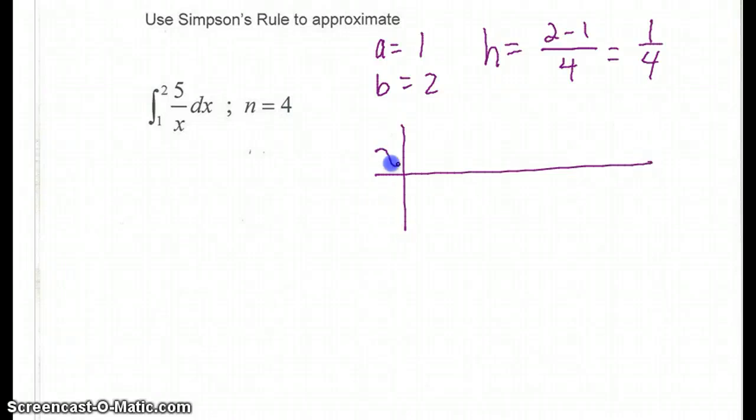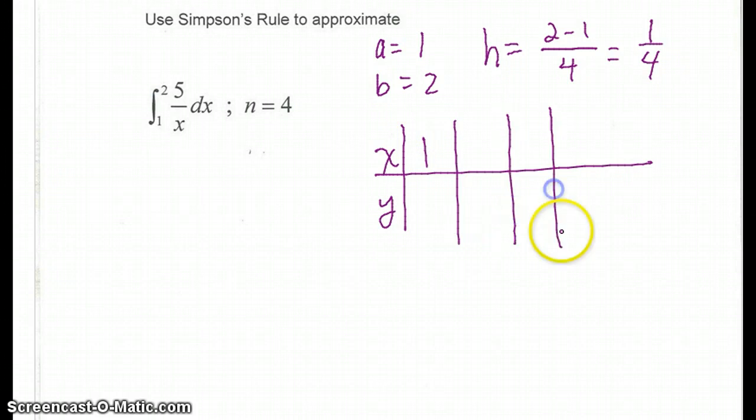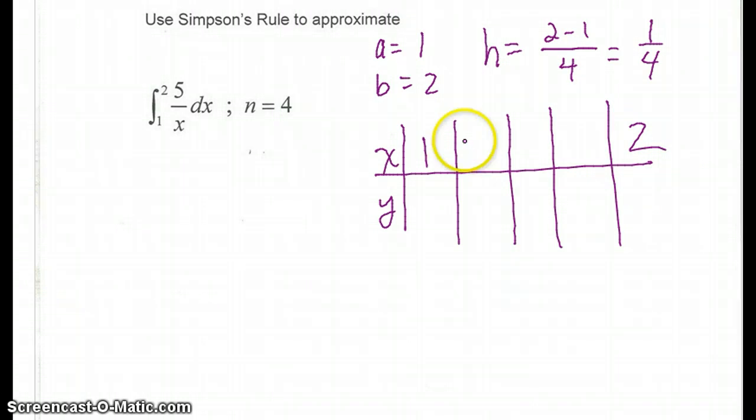So again, we're going to have little x, little y. We're going to start at 1. That's 2, that's 3, that's 4. And we're going to finish with 2 at 5. So if we divide this up equally, hopefully you guys can see 1.25, 1.5, 1.75, so that we have 5 data points and 4 intervals, each equal to 1/4, 1/4.